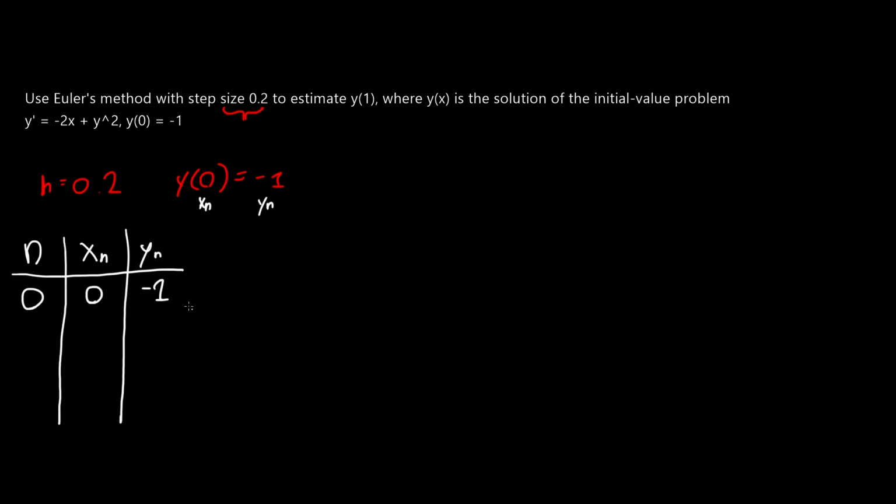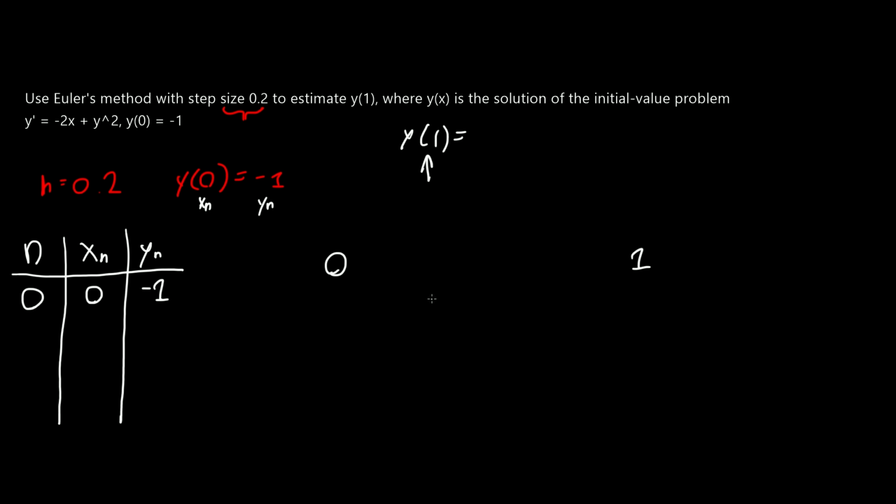So now you might be wondering, how many steps do we need to take in order to make the approximation of y of 1? Well, that will be determined with both the x sub n column as well as the step size of 0.2. So at step 0, we have x sub n as 0. So we need to get from 0 all the way to 1, because here we have x being 1. That's when we need to make the approximation.